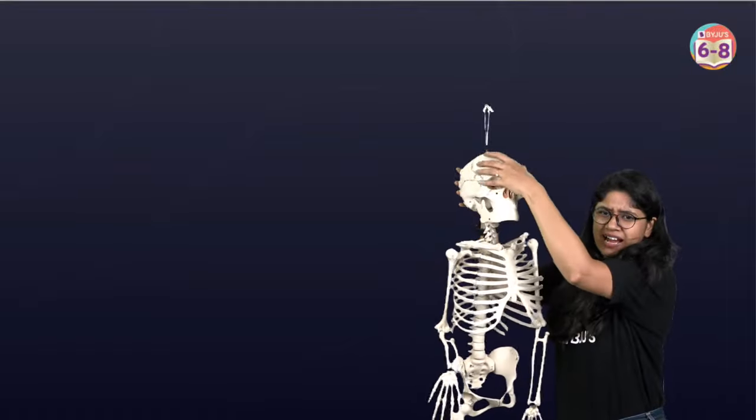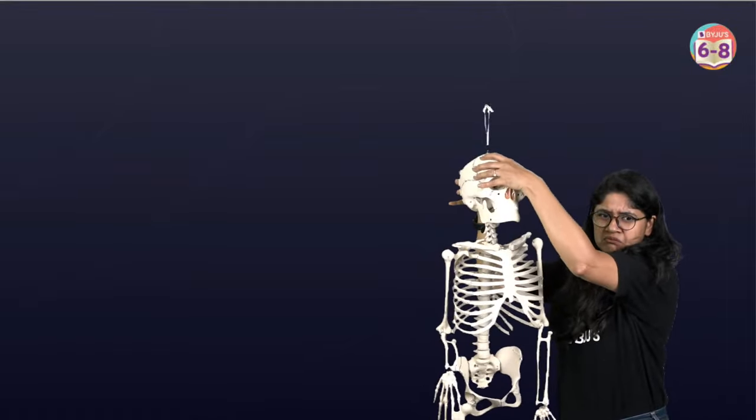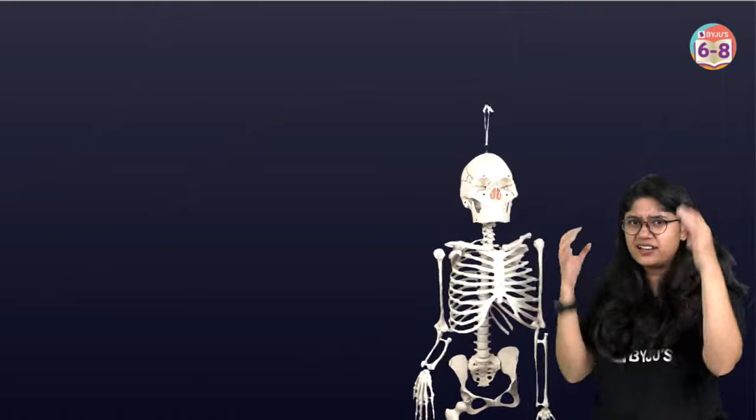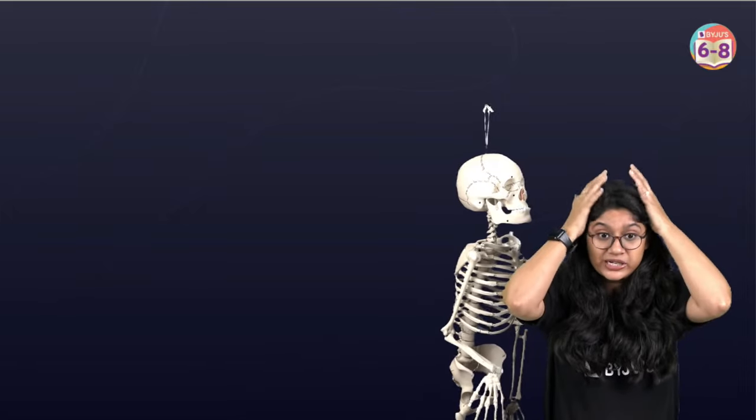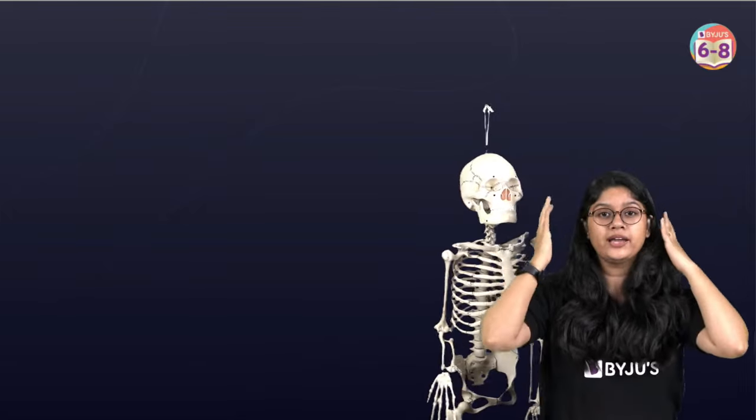Do you think that the skull is moving? I can't move the skull, right? And of course, our skull is very stable. Which joint do we have in our skull? Yes. Very good. It's an immovable joint, right? It's a fixed joint because it's very, very sensitive. It's protecting the brain. That's why these are not moving. They're very, very fixed. Okay.